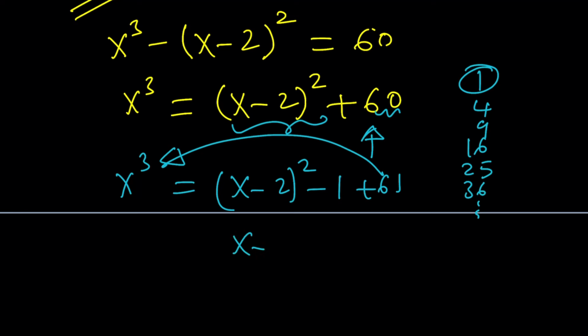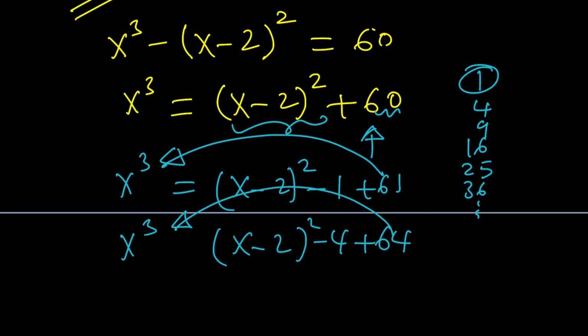Let's try another one. How about 4? Okay, minus 4 requires the addition of what? 64, right? Great. So that makes a 60. That's good. You know why? Because if I bring the 64 over here, 64 is 4 cubed, and that is going to make a difference of 2 cubes. Maybe minus 4 just worked, right? Who knows? Let's test it out.